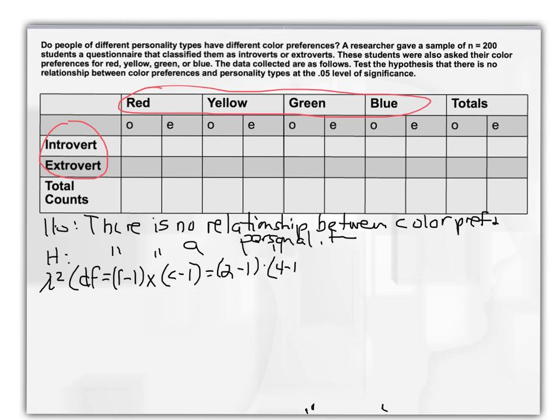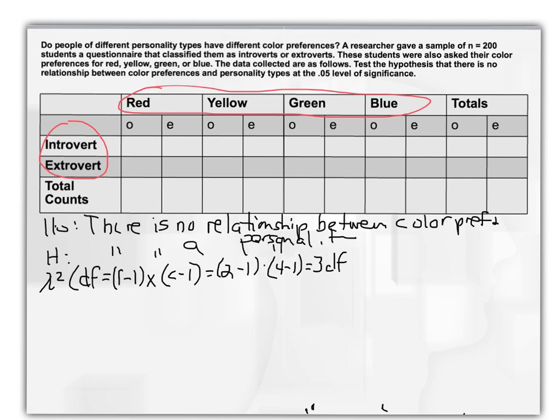We subtract 1 from that, and that's going to give us 1 times 3, or 3 degrees of freedom. So to get the degrees of freedom, count up the number of rows, subtract 1, multiply that times the number of columns, subtract 1, and you'll get your degrees of freedom. So we have 3 degrees of freedom. Now we can go ahead and compute our critical chi-square value in the way we've been doing it.